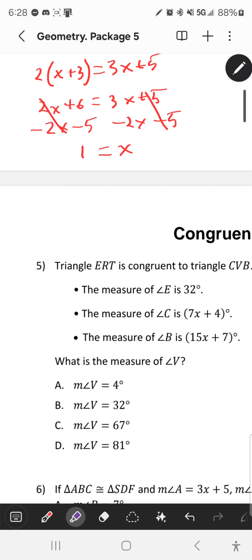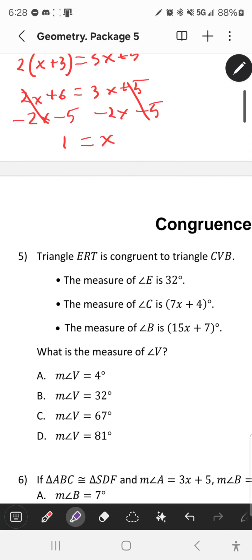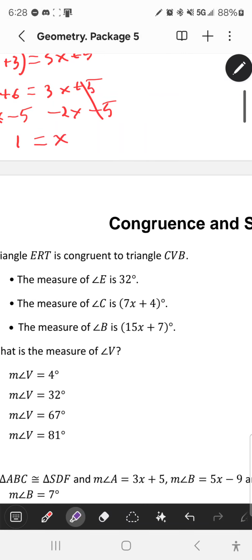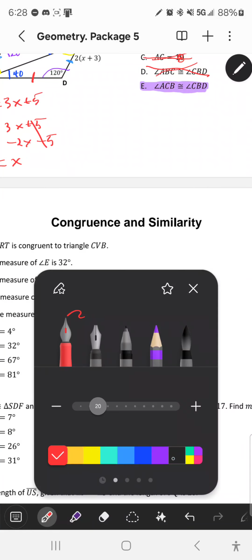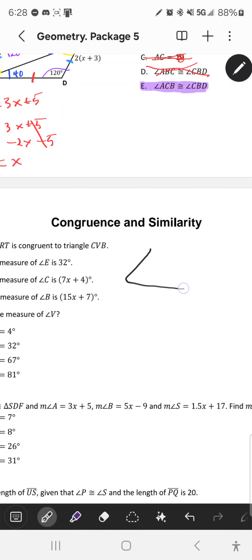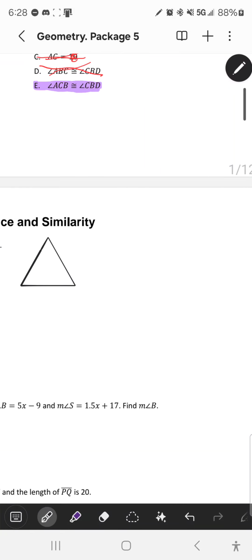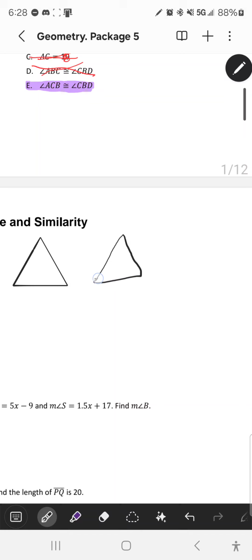Continue. Number 5. Triangle ERT is congruent to triangle CBD. So first, let me do the diagrams. So I have this triangle. I'm going to make them in black. So this triangle and this triangle.